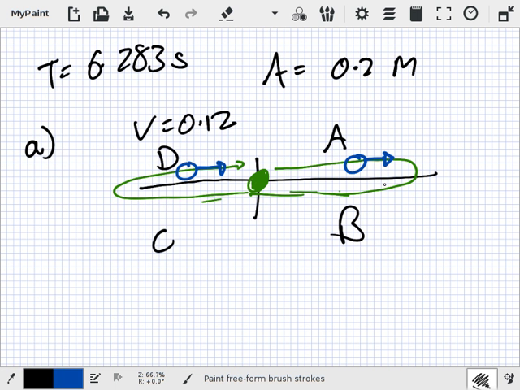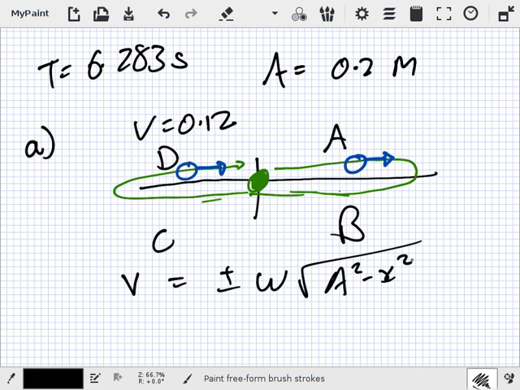Now, what's our formula for V? I think we have something like V squared equals omega squared A squared minus X squared. Is that the formula? I gave it to you like V equals plus or minus omega root A squared minus X squared. But it's the same thing as this.